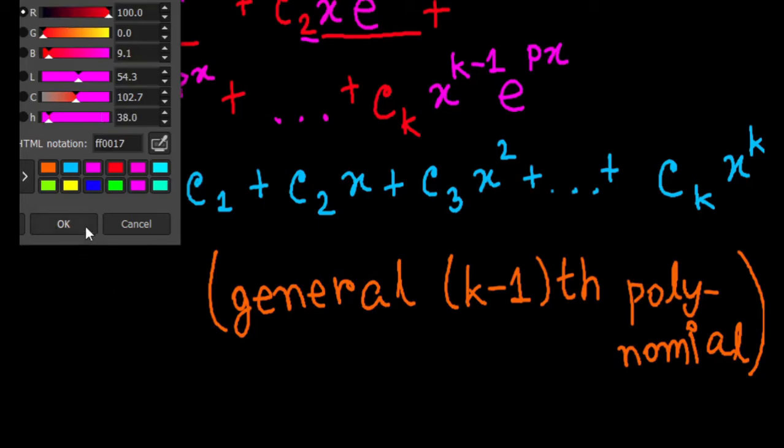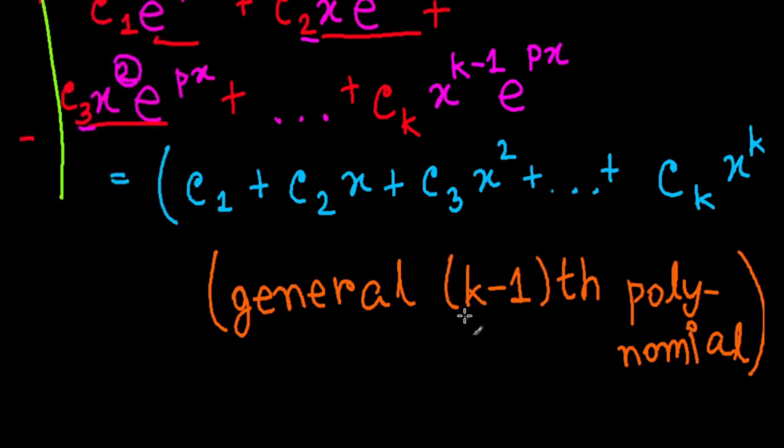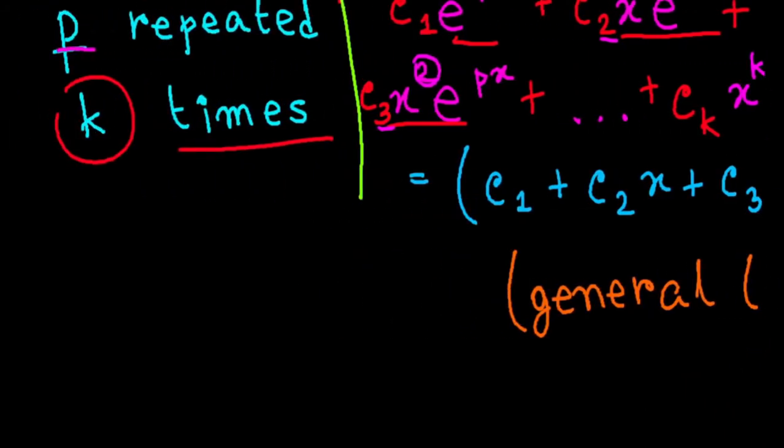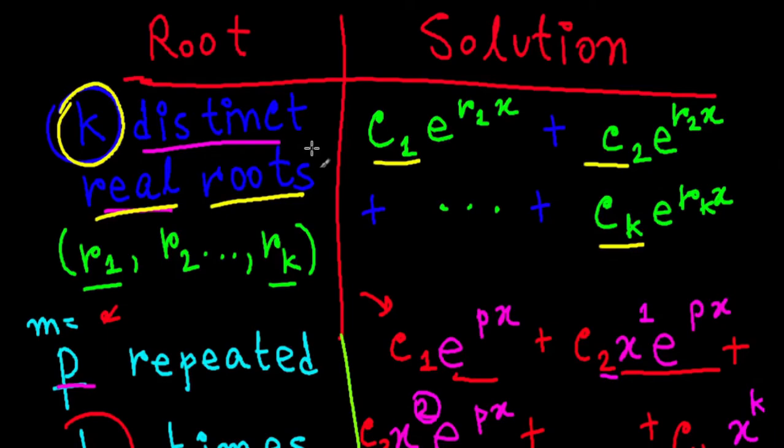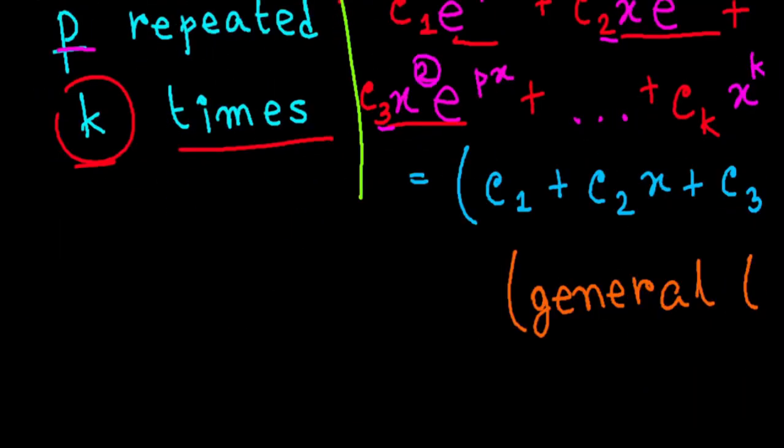This is really important. We need to remember that the degree of the polynomial that we are multiplying by is 1 less than how many times this root is repeated, the multiplicity of this root. All right, this is how we deal with repeated roots in general.